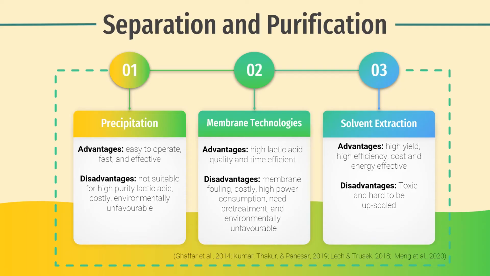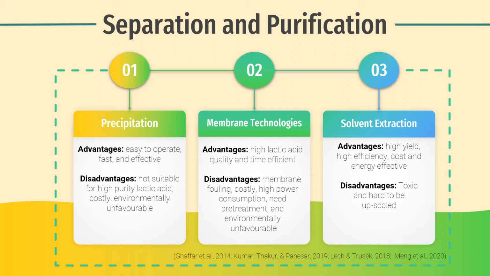Now moving on to the separation and purification methods. First is the conventional method, which is precipitation, that is easy to operate, fast, and quite effective. However, it is not capable of producing high purity lactic acid. The second one is membrane technologies. These methods are capable of producing high lactic acid quality, however still have an issue with membrane fouling. It is also costly and produces a high amount of wastewater.